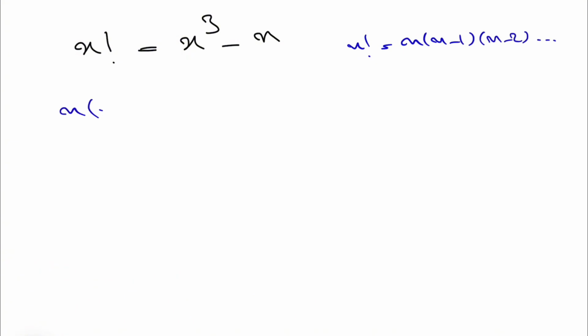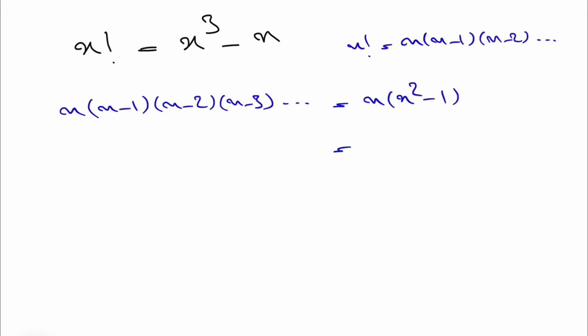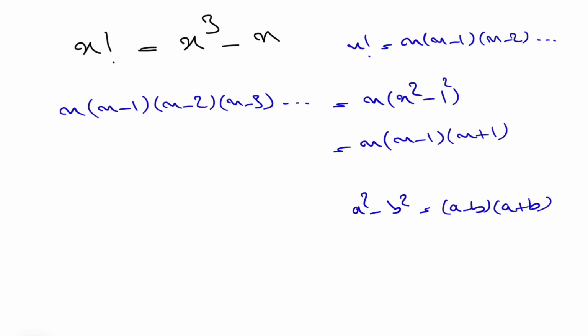So on the left side we have x minus 1, x minus 2, x minus 3, dot dot dot, and on the right side of the equation we can factor x, and if we do that we'll have x squared minus 1. So we have x squared minus 1, a very familiar expression for us, a difference of squares. So a squared minus b squared is a minus b times a plus b. So we'll have x times x minus 1 times x plus 1. And there we go on both sides.